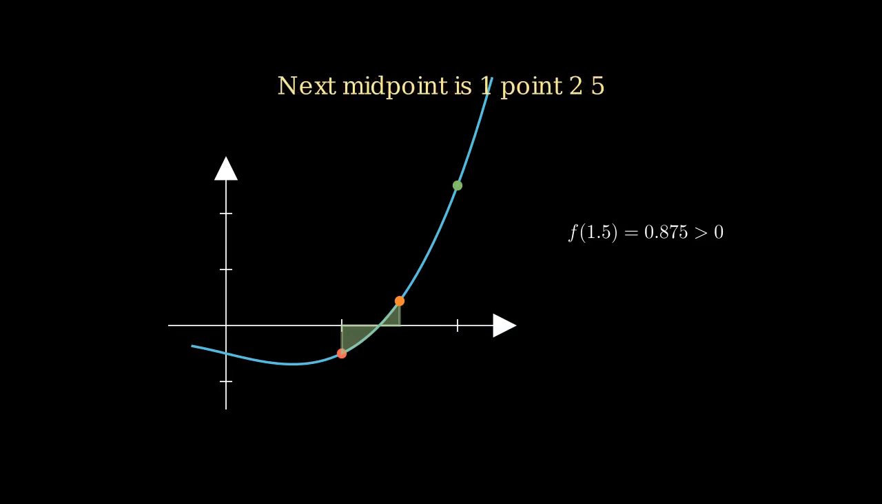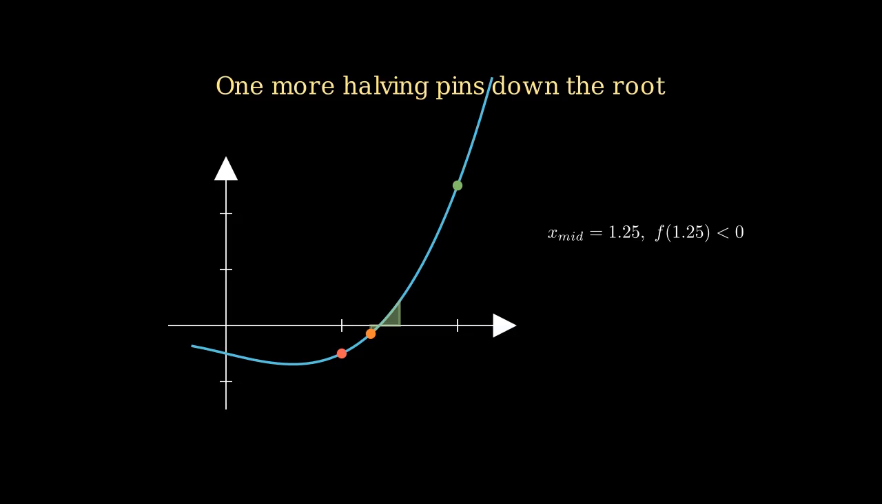Halve again. The midpoint of 1 and 1.5 is 1.25. Evaluate the sign there, and keep whichever half still shows the sign change. Repeat that one more time. Each halving squeezes the interval tighter around the root, and after just 3 or 4 steps, the interval is already small enough to pin the root down accurately.